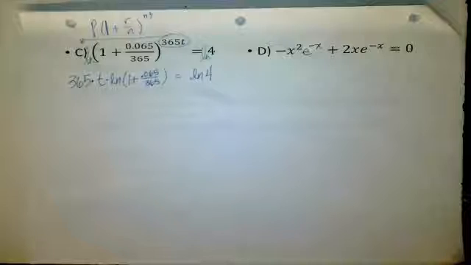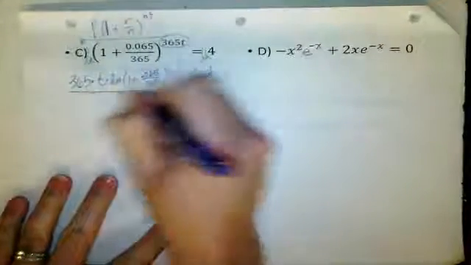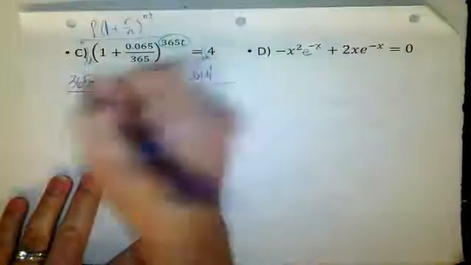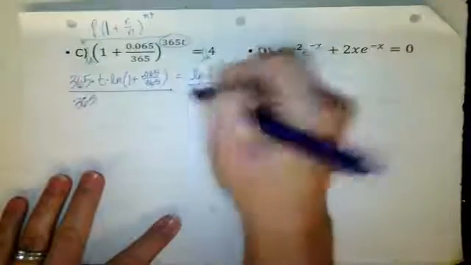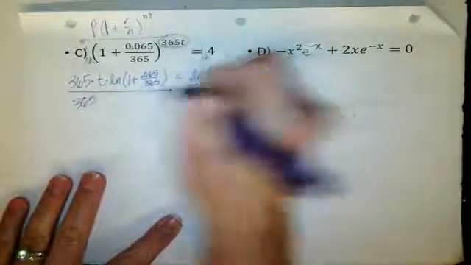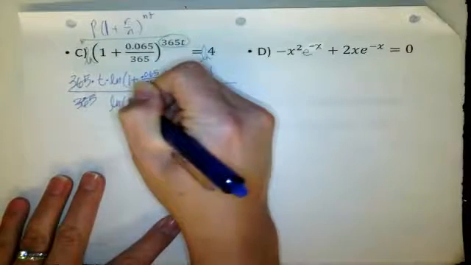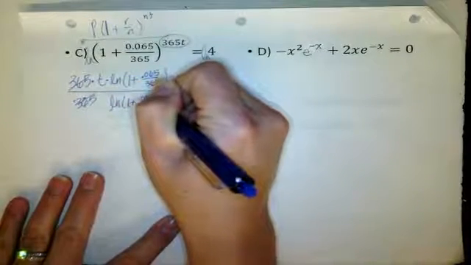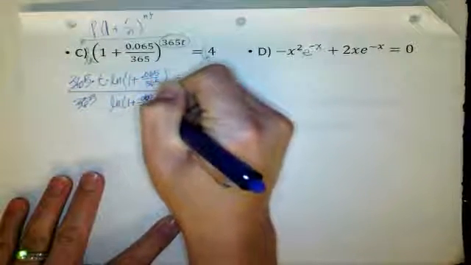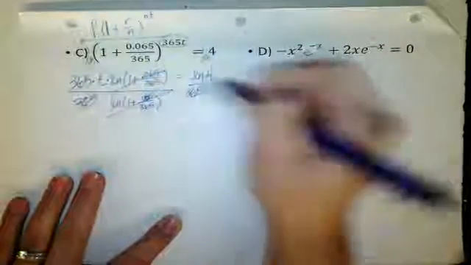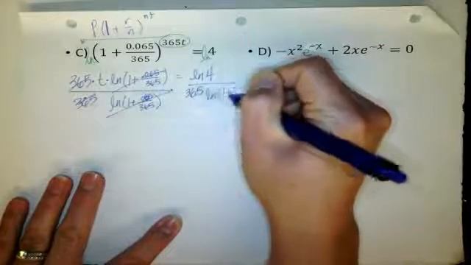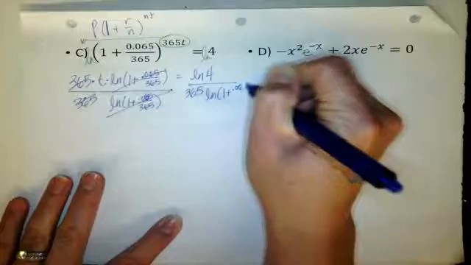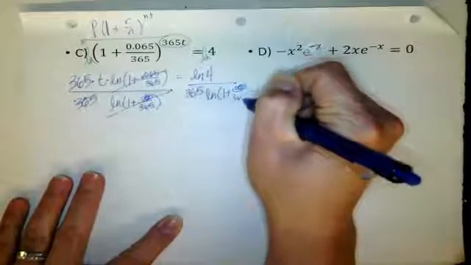So we got a bunch of stuff with t. How do you get t by itself? Divide. A lot of division, right? We can divide off the 365. We can divide off the natural log, all that garbage. And they go away, so t equals the natural log of all that garbage over 365 times the natural log of 1 plus 0.065 over 365.